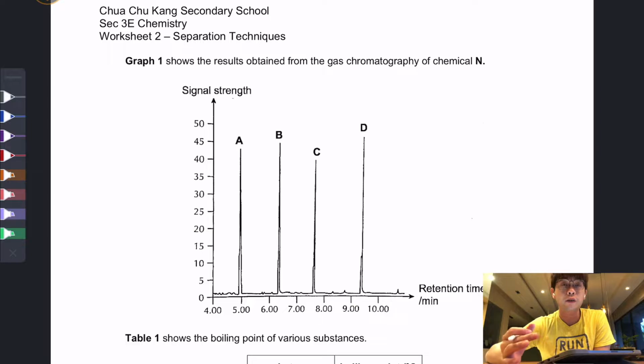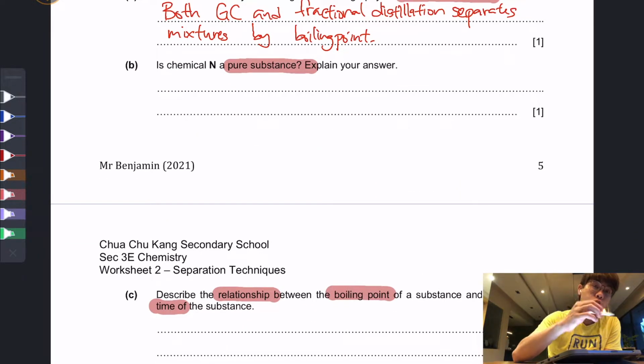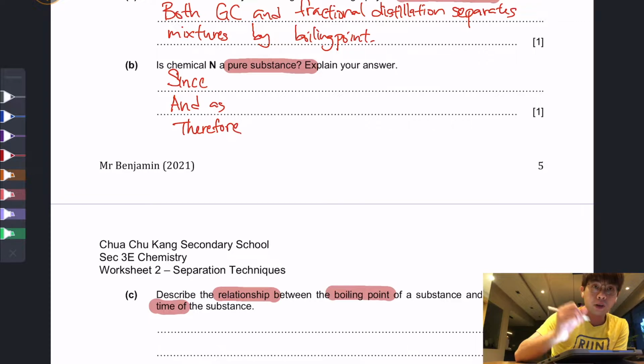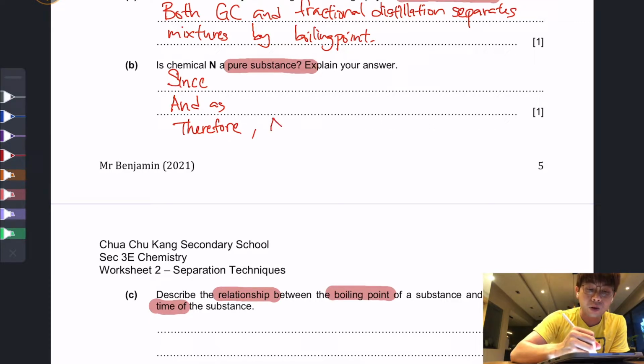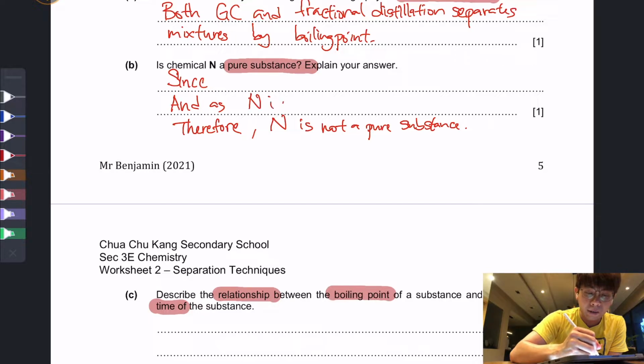Can chemical N therefore be a pure substance? So this is how you use the strategy to answer. N is not a pure substance. Because this is an explanation, you write since, as, and therefore. What we are trying to explain is that N is not a pure substance. So why is N not a pure substance? The direct reason is because it's a mixture. So N is a mixture.